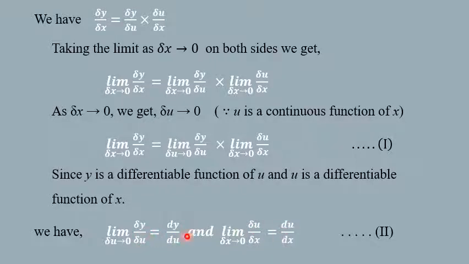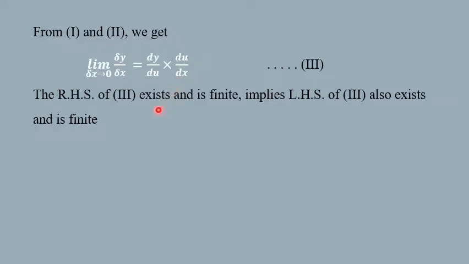So just substitute these values from equation 1 and 2. The left hand side, limit delta x tends to 0 delta y upon delta x, remains as it is. Now substituting the values, the right hand side becomes dy by du into du by dx. Here the right hand side of equation 3 exists, since y is a differentiable function of u, so dy by du exists, and u is a differentiable function of x, that is du by dx exists. That is, the RHS of equation 3 exists, which implies the LHS also exists.